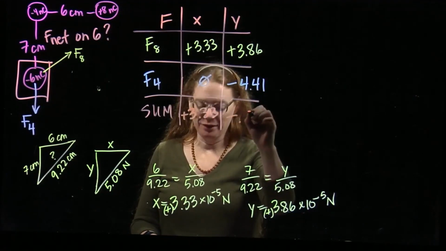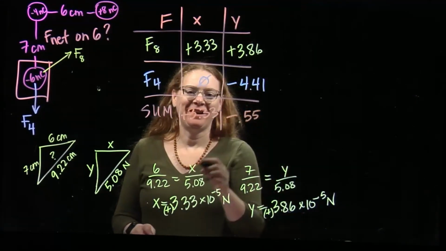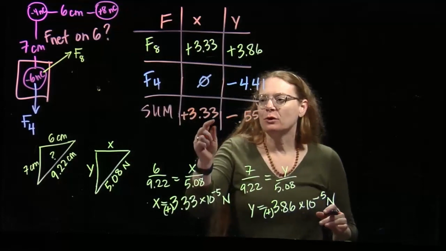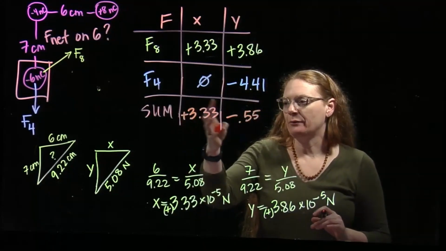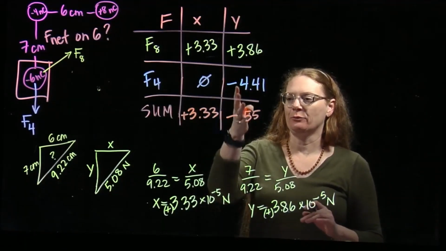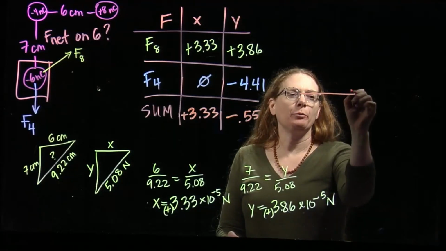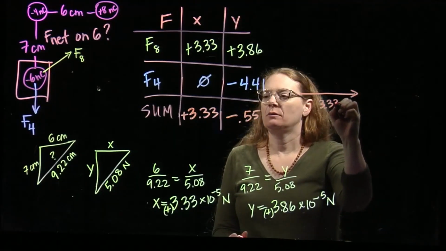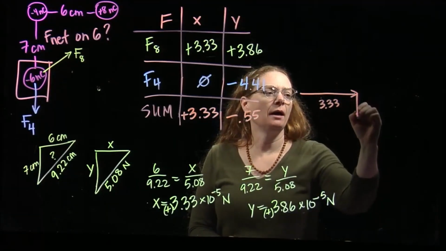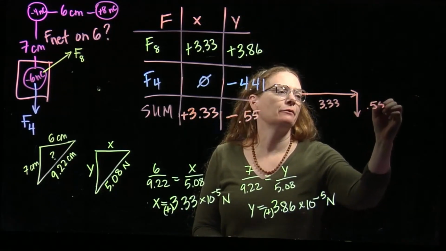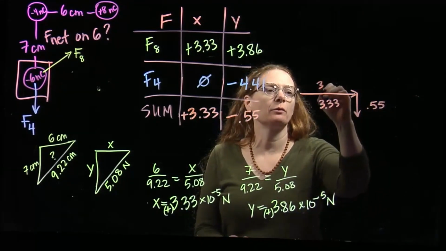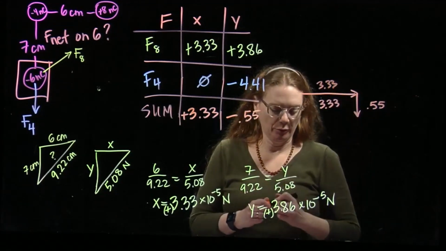We get negative 0.55. All right, I know the total left-right force, and I know the total up-down force. I'm going to walk 3.33 to the right, and then I'm going to go down 0.55. Let's move that 3.33 where it won't be in the way.